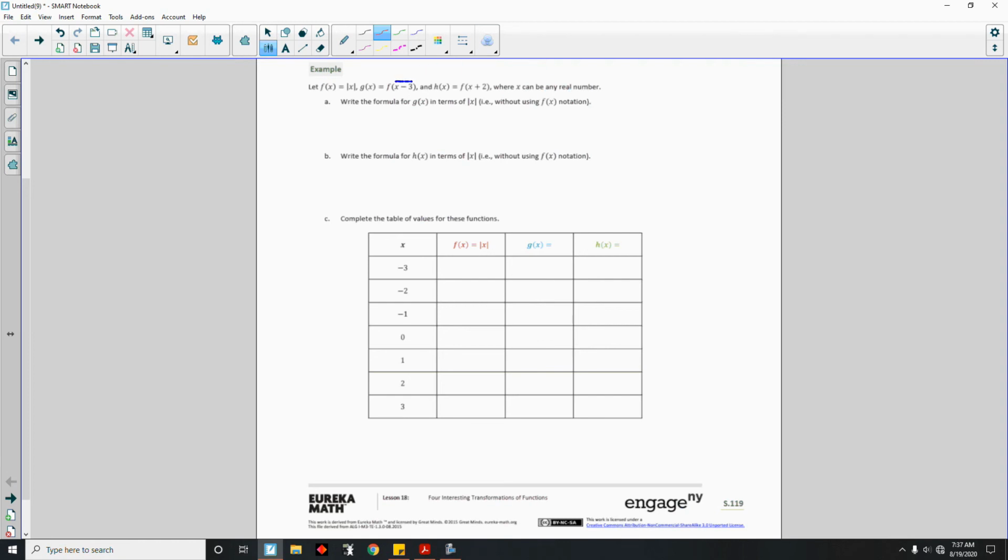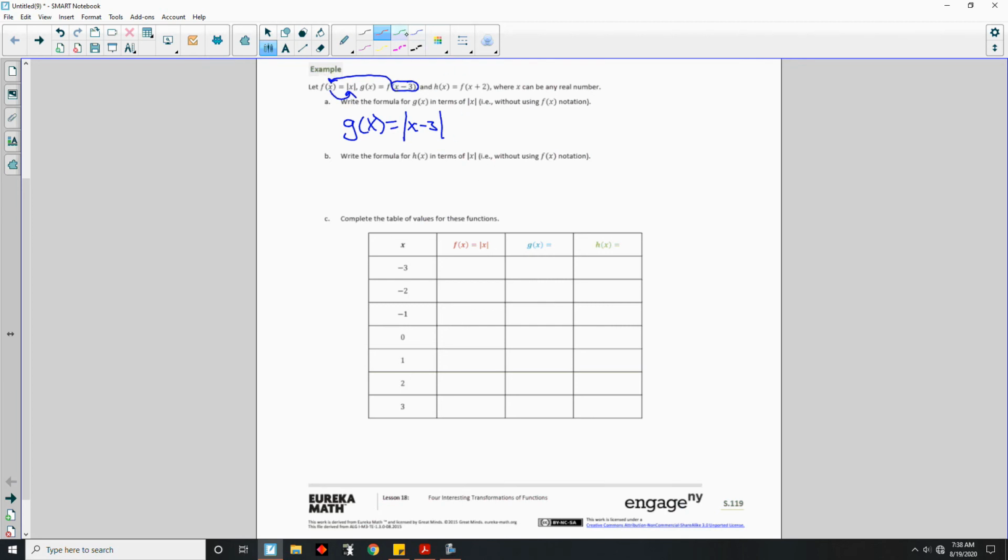So what we're doing is we're taking f of x minus 3, which is g of x, and substituting it in for here. Well, x goes into the absolute value bracket, so g of x is simply going to be the absolute value of this x minus 3 in that absolute value bracket. So g of x is the absolute value of x minus 3.